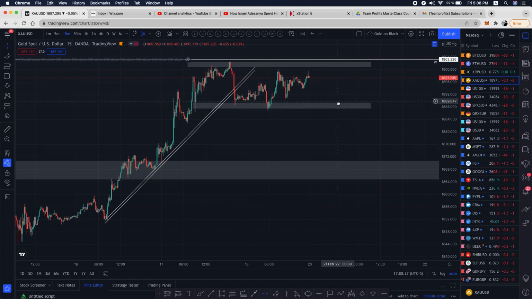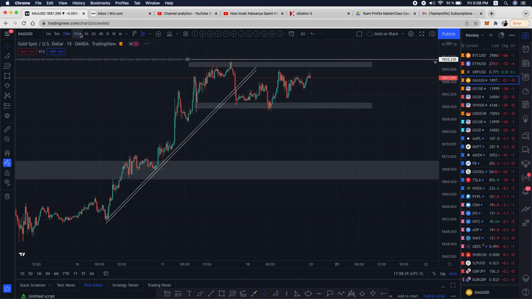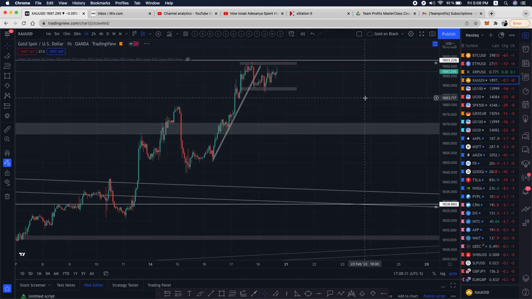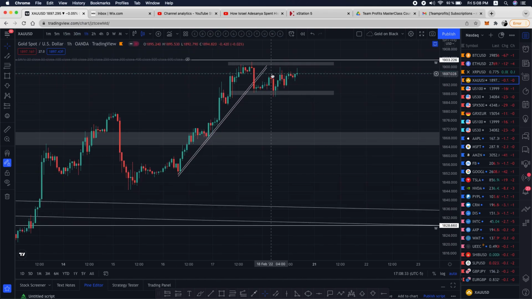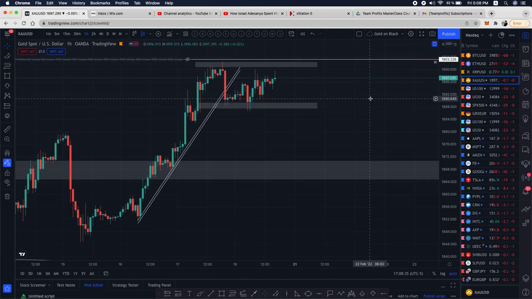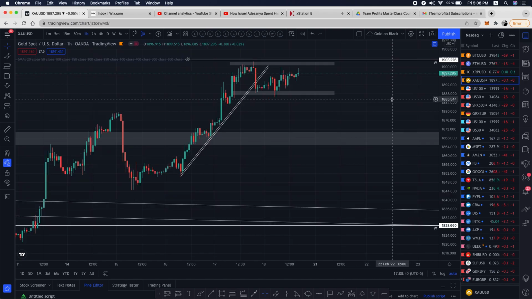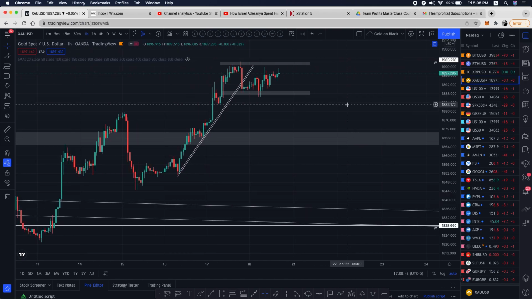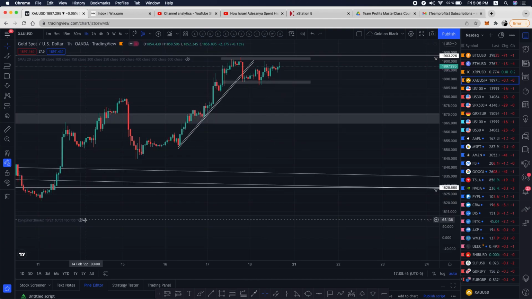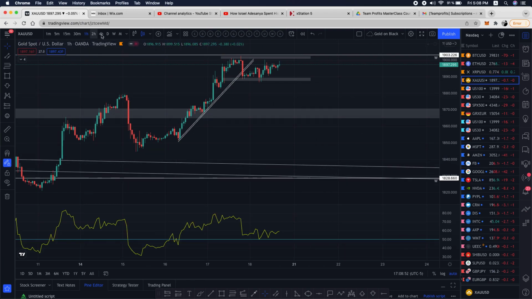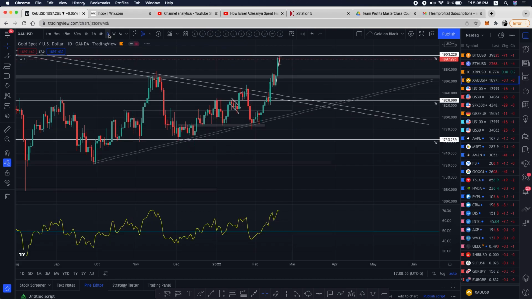So it's in a consolidation phase right now. Let's see, 30 minutes, 1 hour. Yeah, it's just not doing anything. Maybe some type of correction. It should be correcting. Gold is very expensive right now. It's very overbought. And where's my RSI here? Let's see, 4 hour, daily.